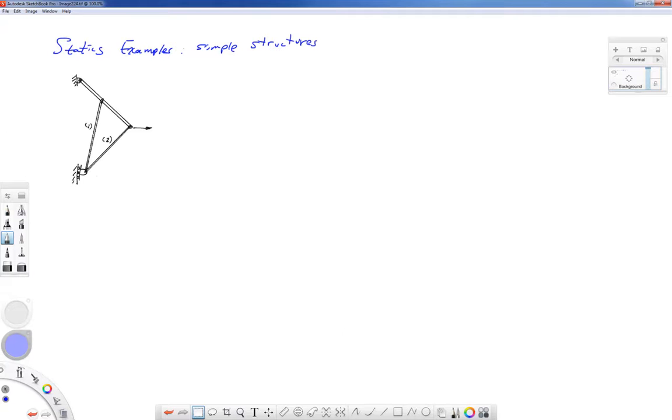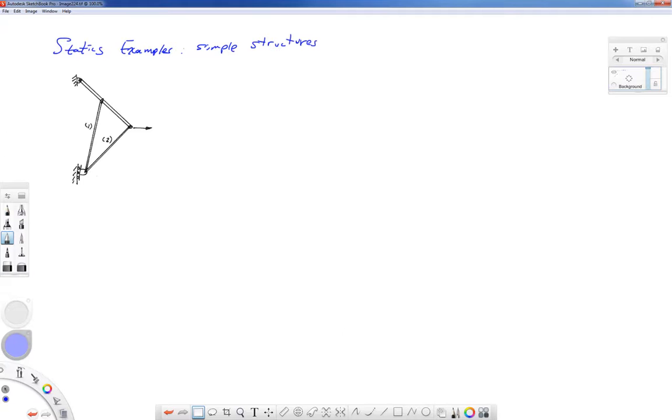Now here in this particular structure, I have two force members, bars 1 and 2. And I can tell that they're two force members because there's a pin on each side. The bar that's not numbered, the one on top, is not a two force member because there is a bar joining it somewhere in its middle.